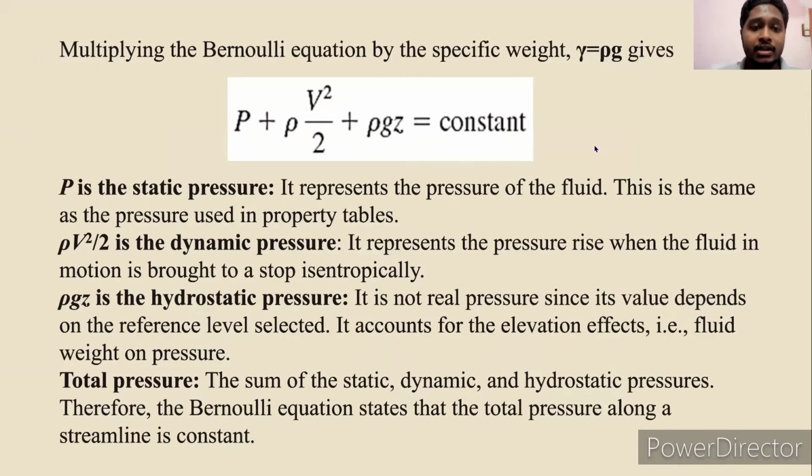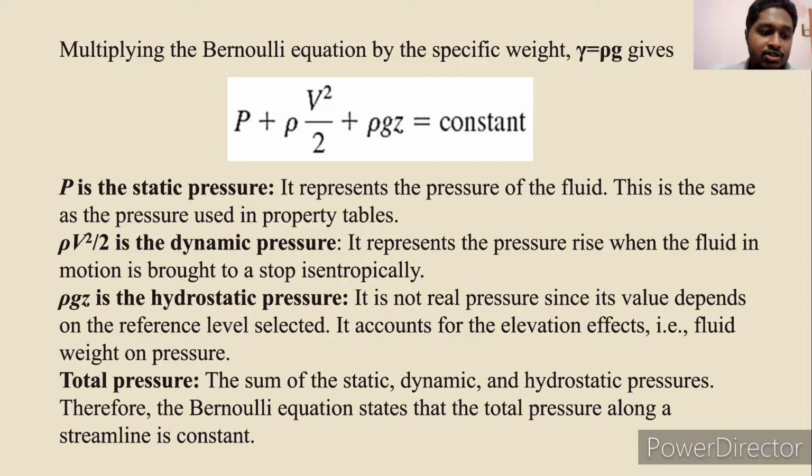When we multiply Bernoulli's equation by the specific weight, it gives us a simplified version of the equation. The P is the static pressure, which represents the pressure of the fluid. The rho V squared over 2 is the dynamic pressure, which represents the pressure rise when the fluid in motion is brought to a stop isentropically.